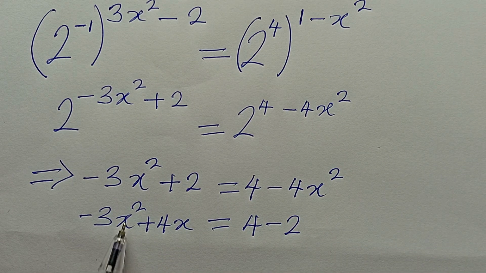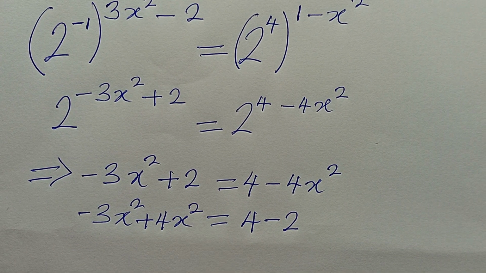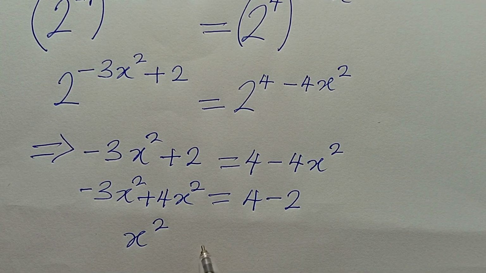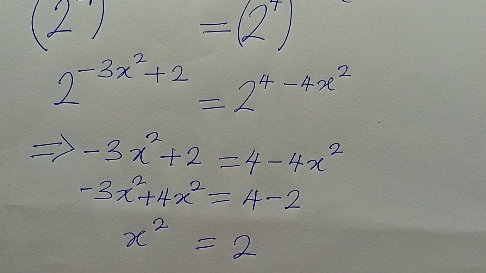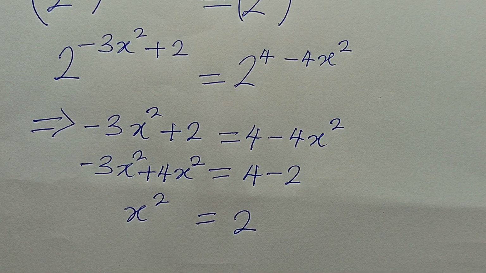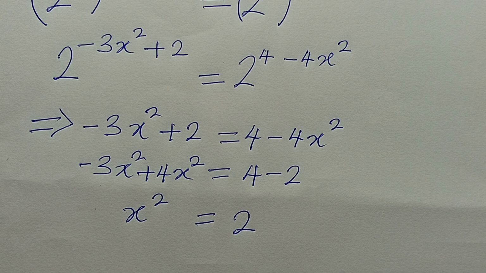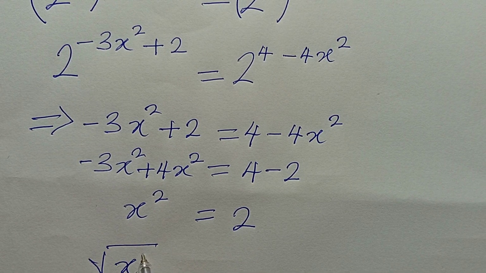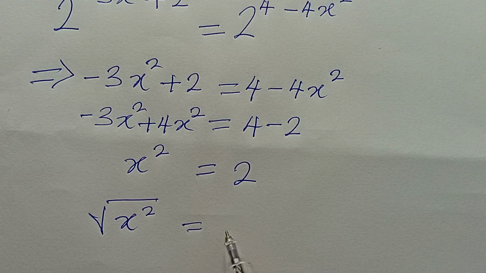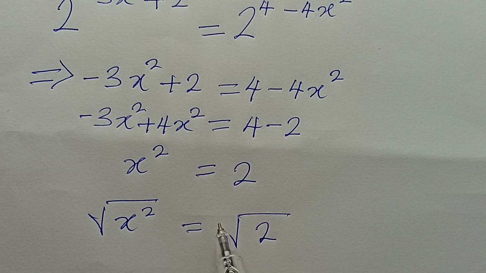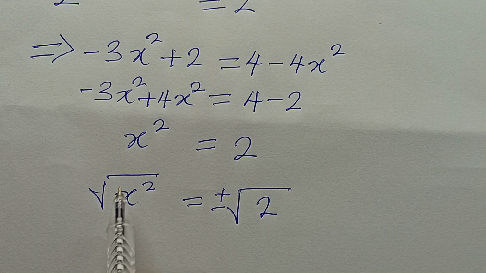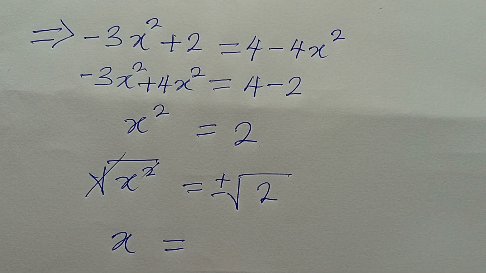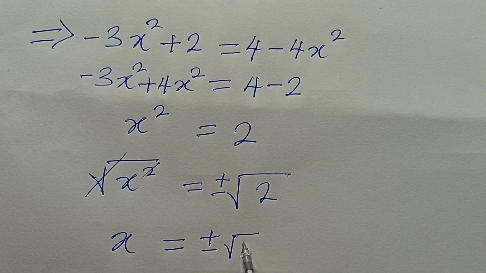So −3x² + 4x², that is going to give us positive x². And so this will give us 2. But here we have x to the power of 2, so we have to look for two values of x. So quickly we just have to take the square root of both sides of the equation. So we take x² equal to the square root of 2, and here we produce our plus minus. And so this radical goes with this power. So we now end up having x equal to plus or minus the square root of 2.